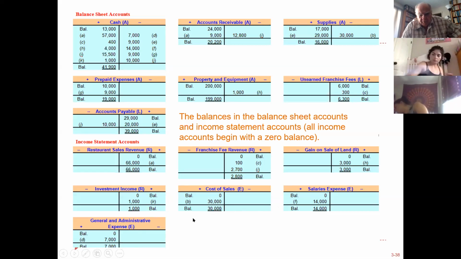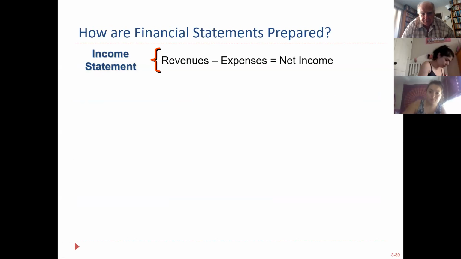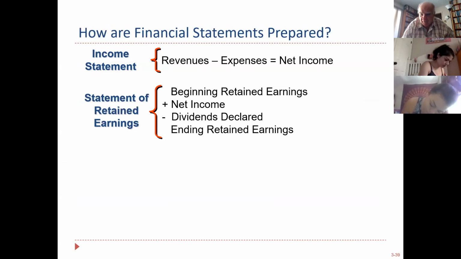So at the end of the period, you're going to see your general ledger look almost exactly like this. Here are your ending balances. Once we have that, we're ready to prepare the financial statements. So let's see how far this chapter goes. A little repeat here. Revenues minus expenses equal net income. That's your income statement. Must be done first. Why must it be done first? Because we need to get the income in order to increase the beginning retained earnings balance.